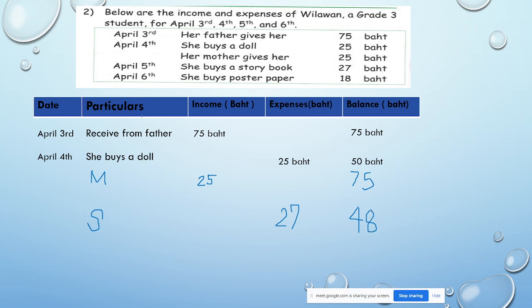48 baht. And then on April 6, she buys poster paper for 18 baht. The poster paper costs 18 baht, so that's an expense. Now 48 minus 18 is 30. So how much is her money now? She has 30 baht.